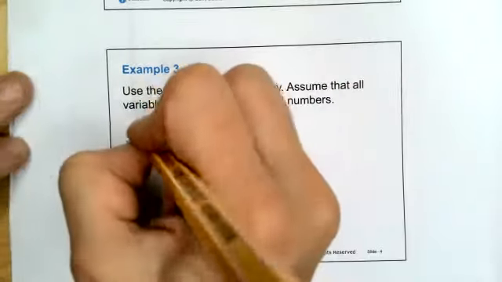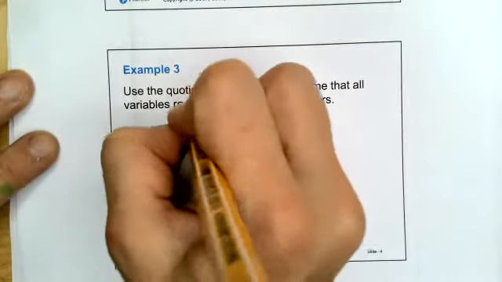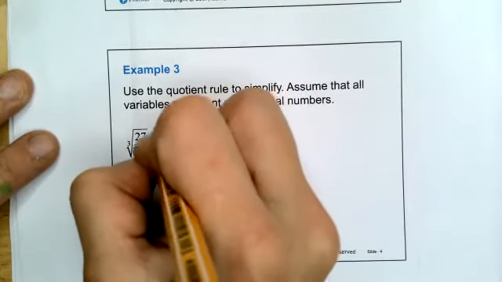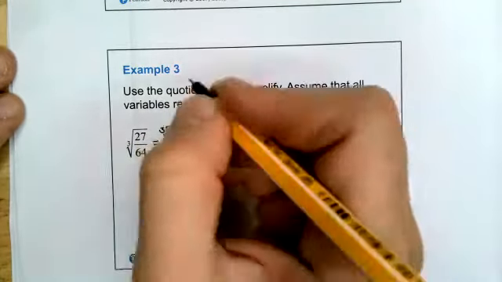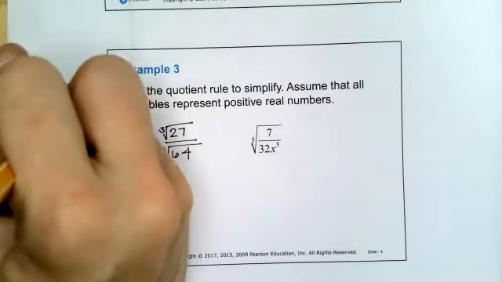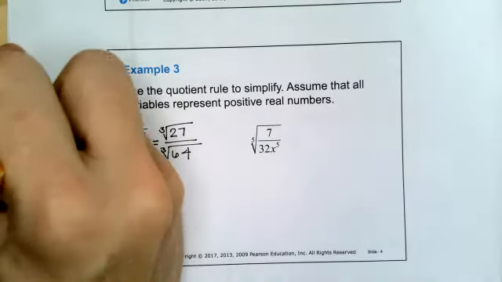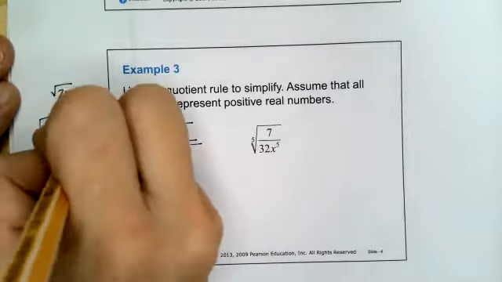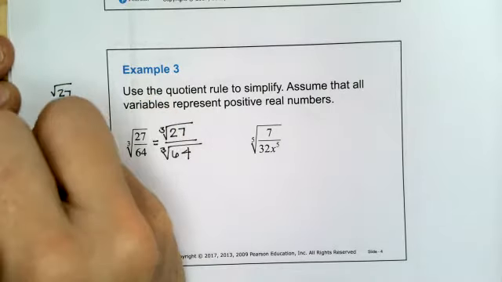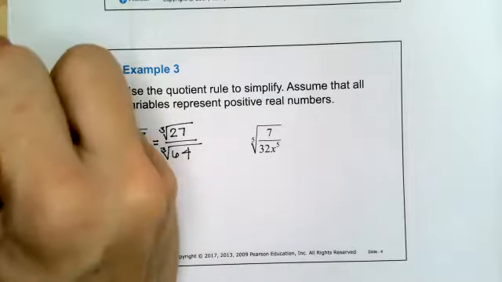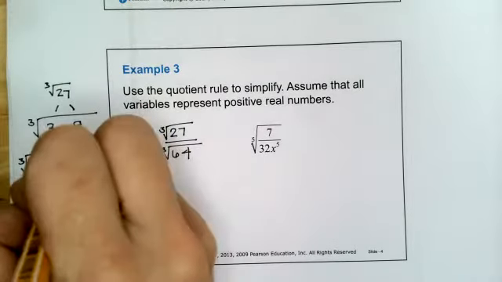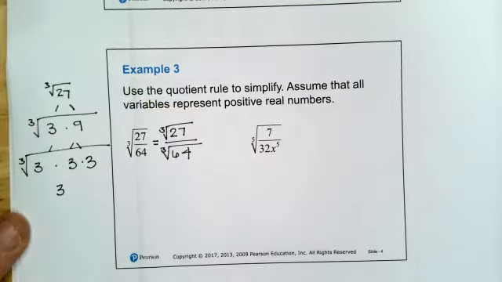The cubed root of 27 over 64 is the cubed root of 27 over the cubed root of 64. 27 becomes 3 times 9, which becomes 3 times 3 times 3, which becomes 3. So the cubed root of 27 is 3.